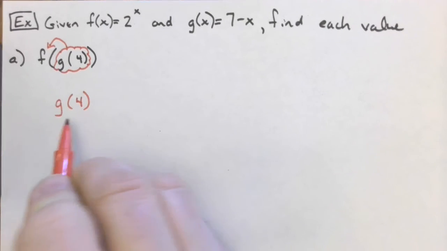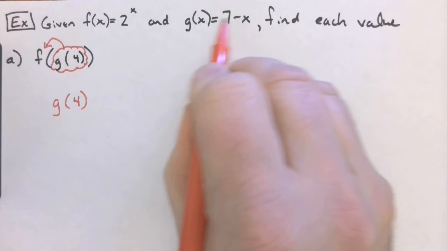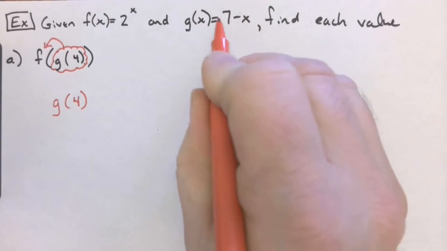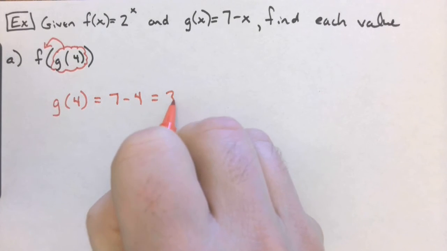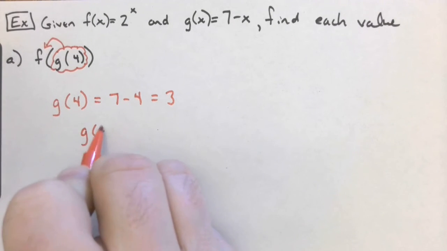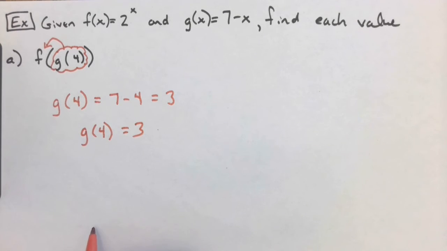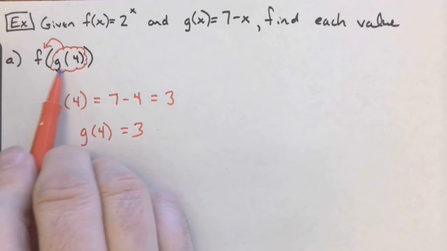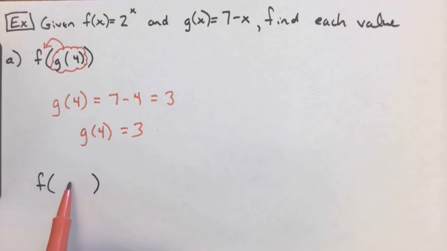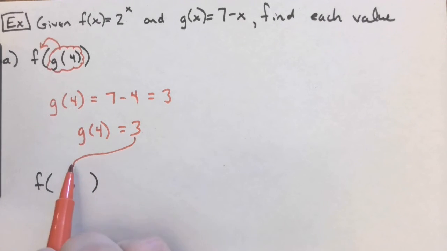G of 4 is what we get when we take 4 and plug that into function g. So that would be equal to 7 minus 4, or 3. So g of 4 is equal to 3. So if we go back to that original function then, what we have is f of g of 4. And we know g of 4 is equal to 3. So we can take the answer to that first calculation and plug that into function f.